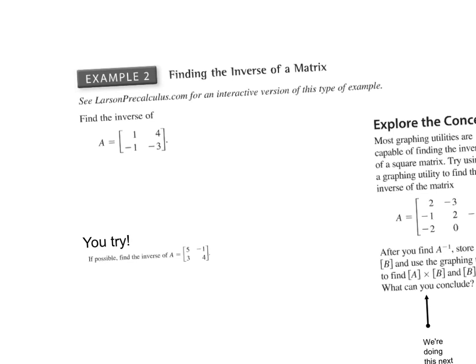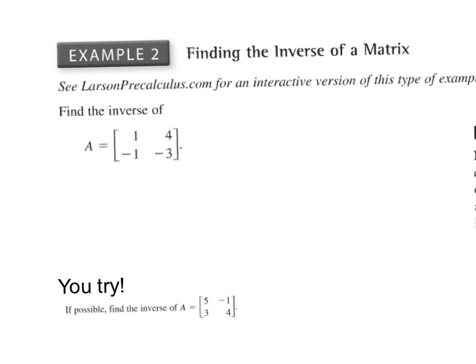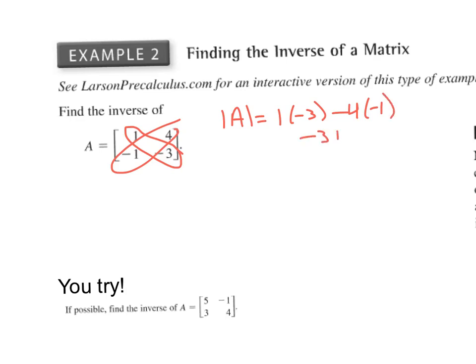Okay, so if we find the inverse of this, remember we need to do 1 over the determinant. So I usually find the determinant first. So I want to do AD, which is 1 times negative 3. Basically, you could just think like multiply the diagonals and subtract them, if that's easier. Minus 4 times negative 1. So that gives you negative 3 plus 4. So our determinant here is 1.